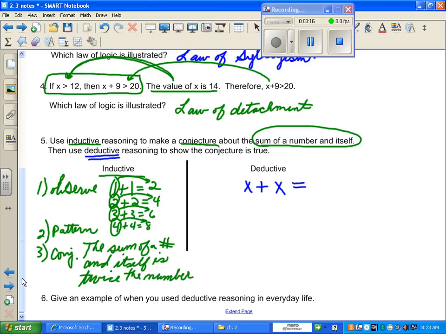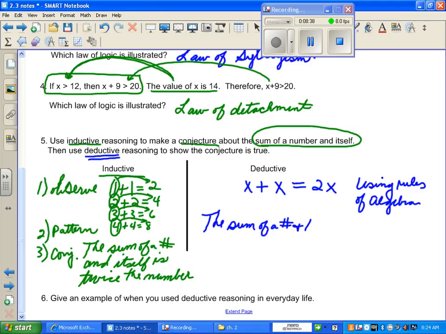Now, by algebra, when you have like terms, you can collect like terms and you get 2x. So I'm using my rules of algebra. These are known facts. Now I'm going to state this again. The sum of a number and itself is twice the number. And voila, sure enough, you can see that it is 2 times the original number.